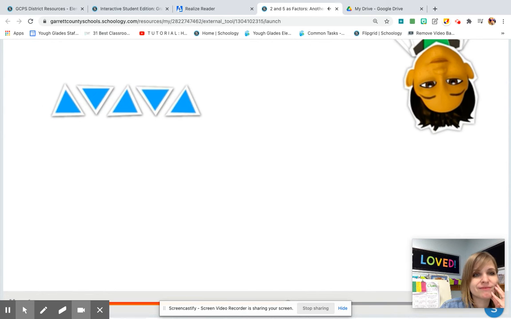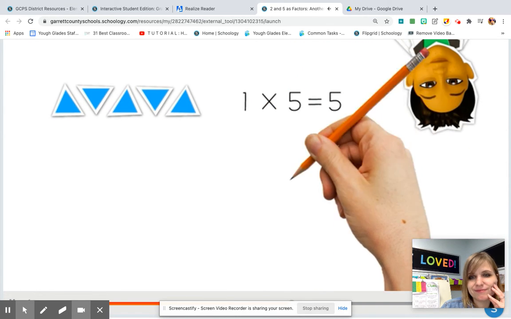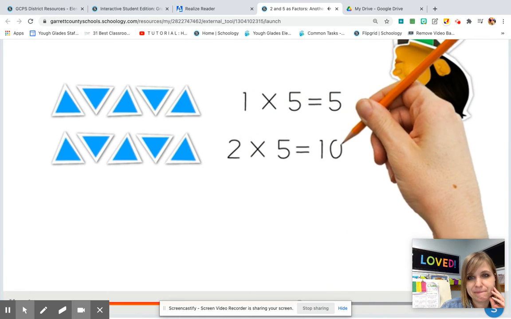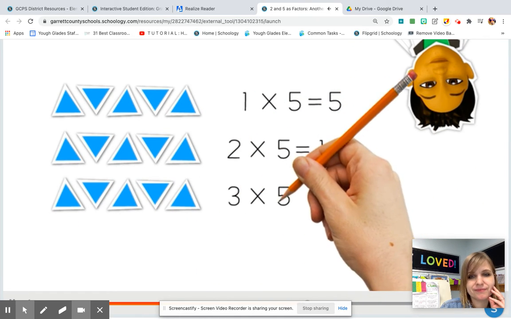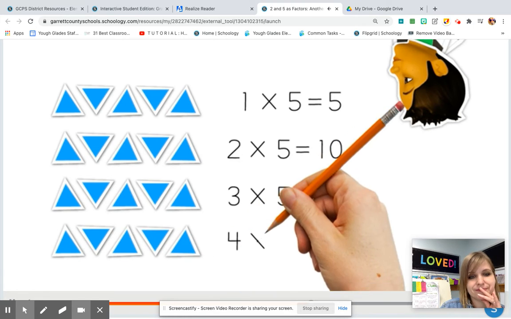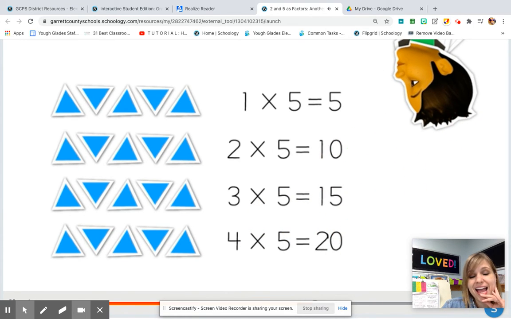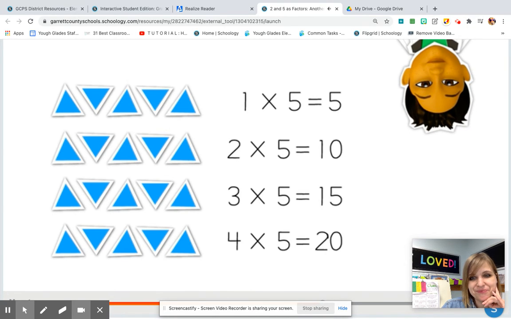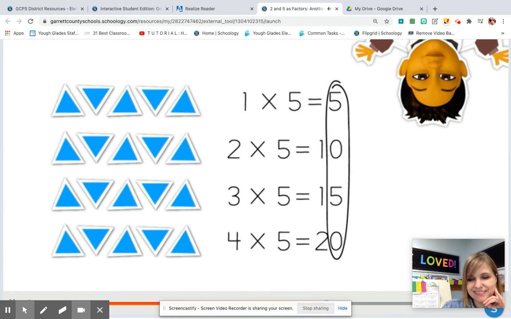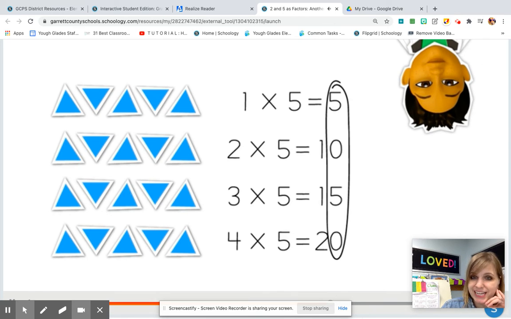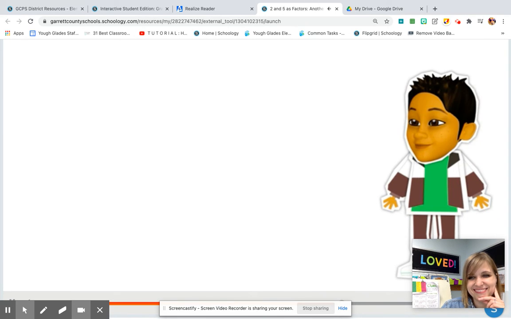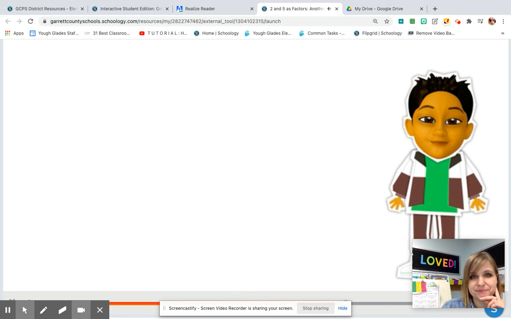One group of 5, or 1 times 5, equals 5. 2 groups of 5, or 2 times 5, equals 10. 3 times 5 equals 15. 4 times 5 equals 20. Notice anything interesting? All the products end in 0 or 5. The ones place goes back and forth between 0 and 5. Yes, it does. Exactly. Finding the multiples of 5 is like counting by 5s. All of the products end in 0 and 5.